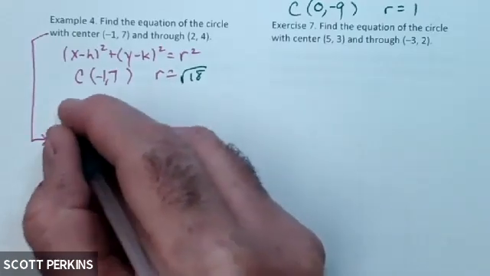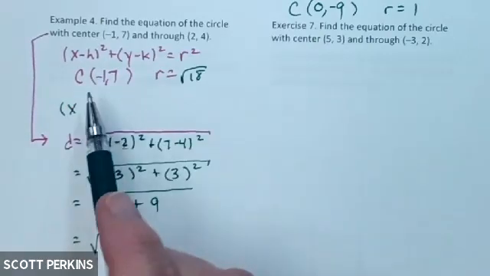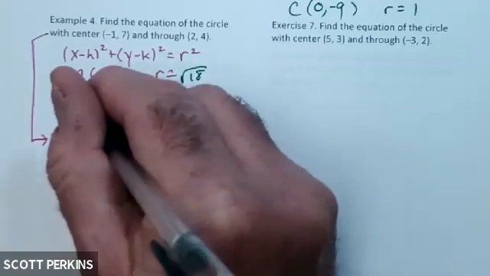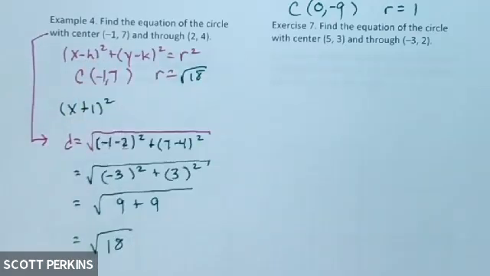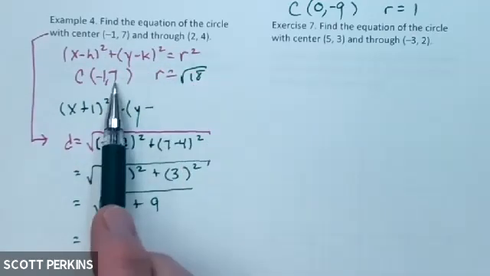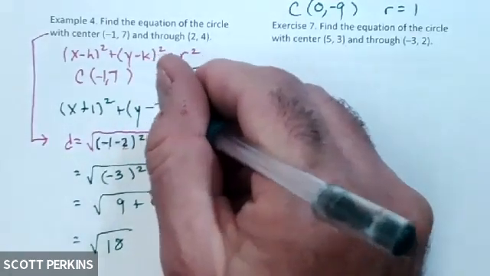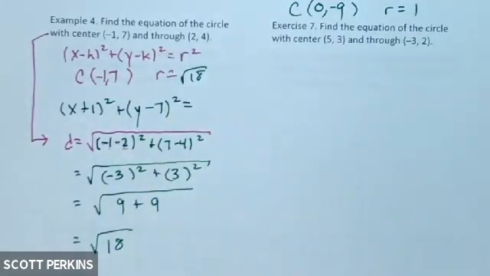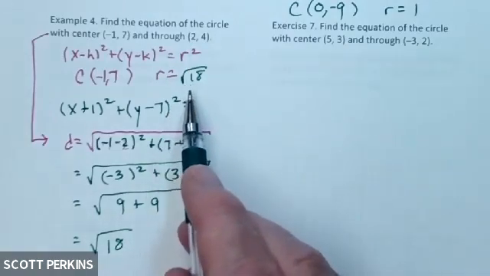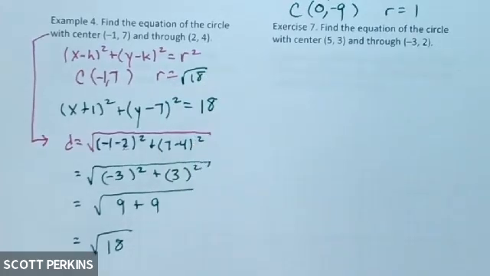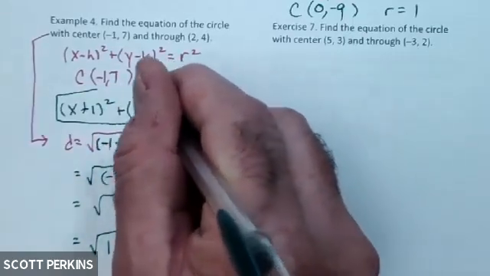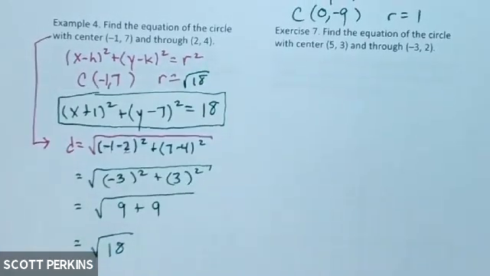The end of the problem is I've got x minus the x coordinate of the center, which is -1. So x minus -1 is x plus 1 squared. There's the beginning of my circle, plus y minus the y coordinate of the center, which is 7. So y minus 7 squared. And then that is equal to the square root of 18 squared, because the radius is square root of 18, and the square root of 18 squared is just 18. And this right here, this green line that I'm now putting a box around, this is my final answer to the problem.